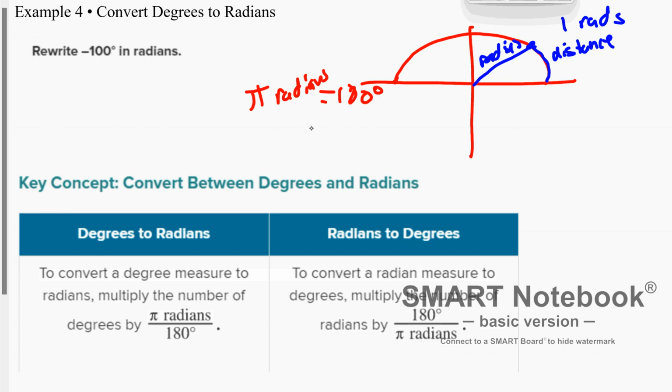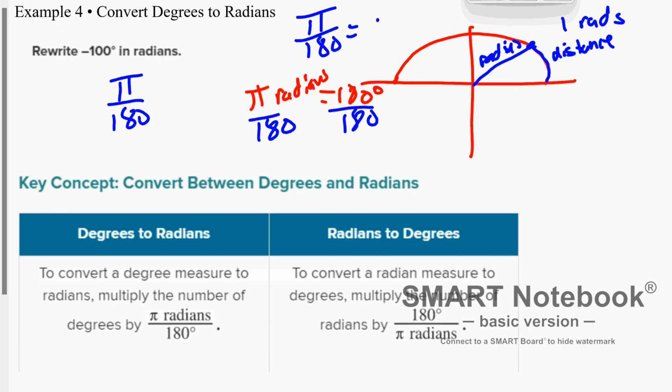So if I want to figure out how many radians are in 1 degree, I would just divide this by 180. That means pi over 180 would be equal to 1 degree. So if I want to convert negative 100 degrees into radians, I would just take each degree and multiply it by pi over 180.